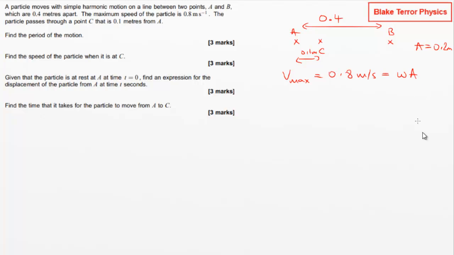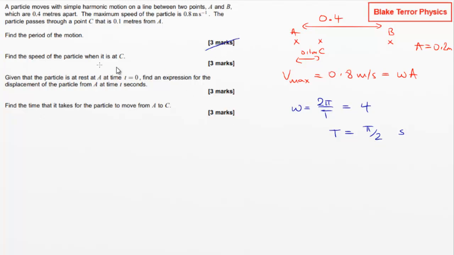Well, we've already got that dropping out of here because we know that omega is equal to 2 pi over T. And we've got that omega is equal to 0.8 divided by 0.2, which is 4. So that's going to make T equal to pi over 2 seconds. So that was easy enough.